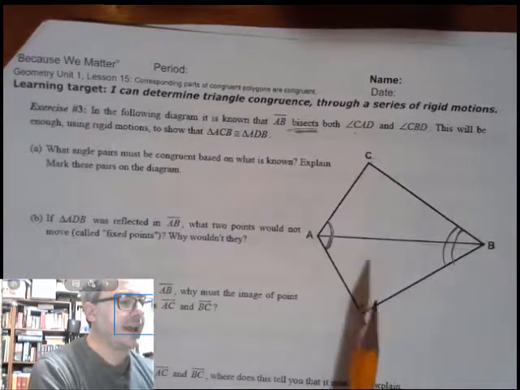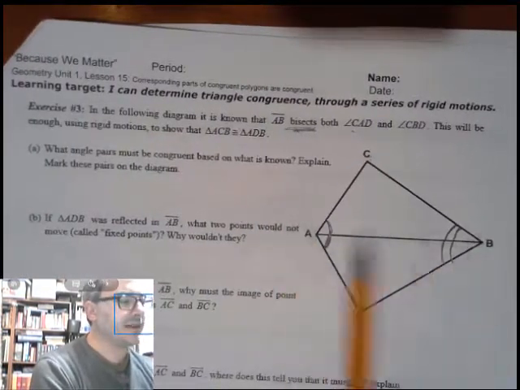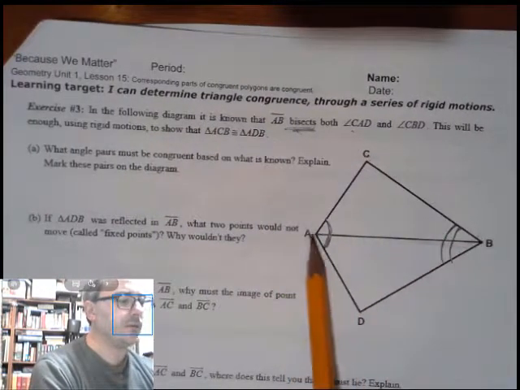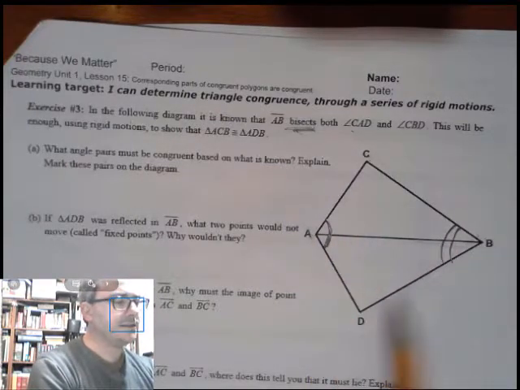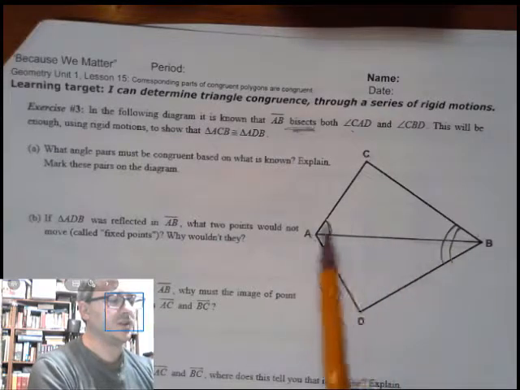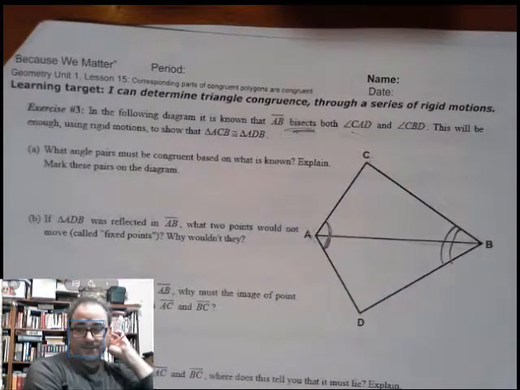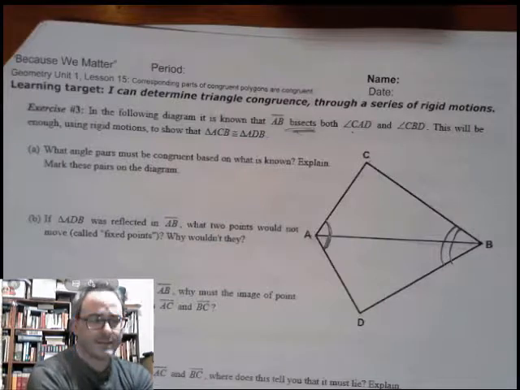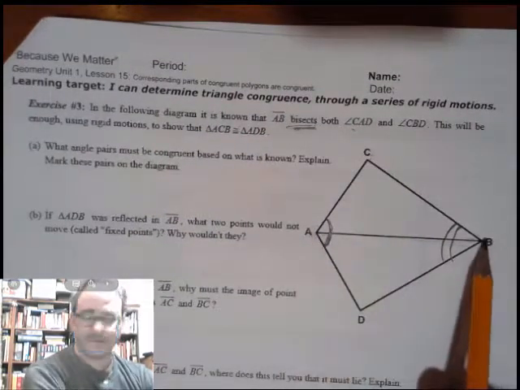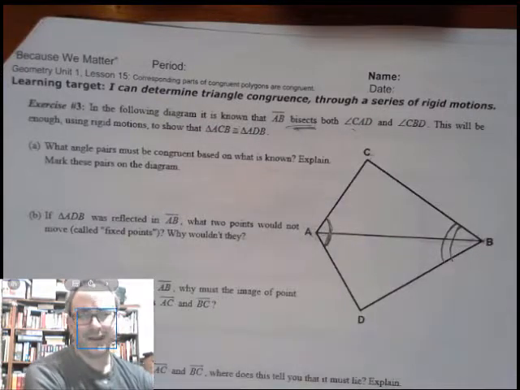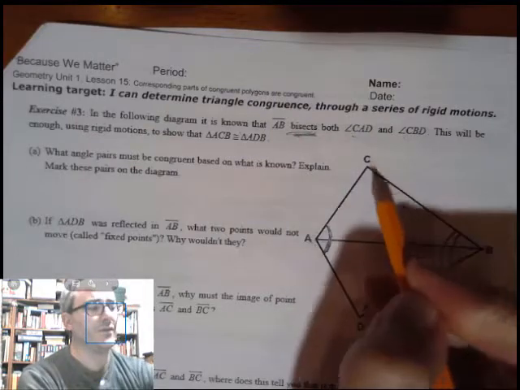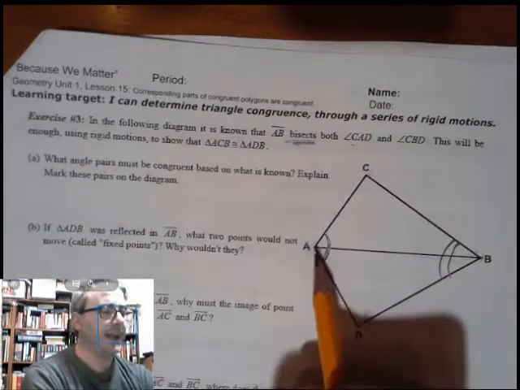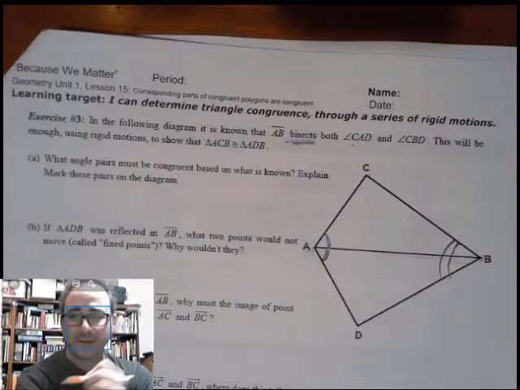If triangle ADB was reflected on AB, what 2 points would not move? So if I reflect ADB on this line, what 2 points don't move? Any thoughts? Well, the 2 points that don't move are A and B because they're already on the line. They're not going anywhere. You can't reflect them anywhere if they're on the line already. D is going to move all the way over to C, of course. But A and B don't move because they're on the line that we're reflecting from.